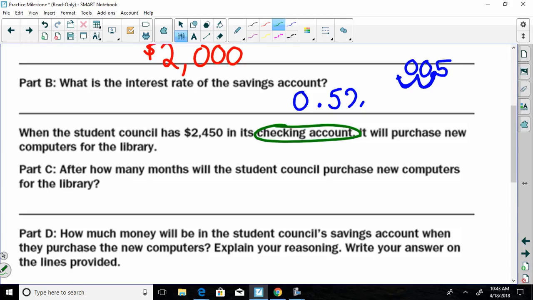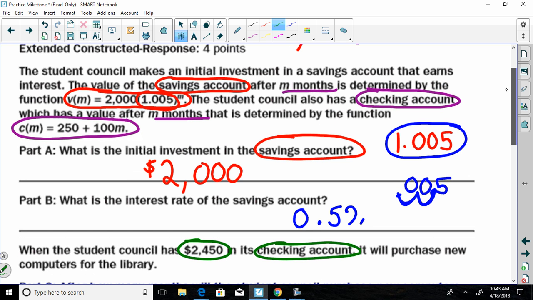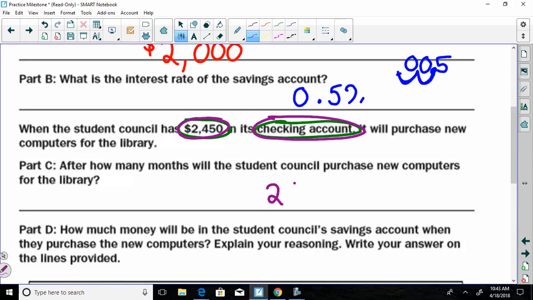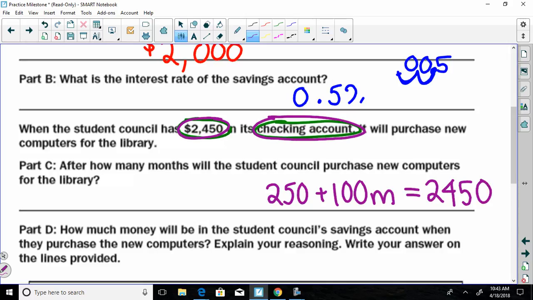So now it says how much money will be in the savings account. Now they're talking about that first one again, the savings account. So what equation was that? Yeah, that exponential one, right? And we know after how many months they will be able to get the computers from this question? 22. Oh, but wouldn't it be different because they're from different places? No, because they're just asking how much money will be in the Students' Council savings account when they purchase. They're 2 different accounts. So they're using the checking to pay for it. They just want to know in general, after that long, how much will be in the savings.